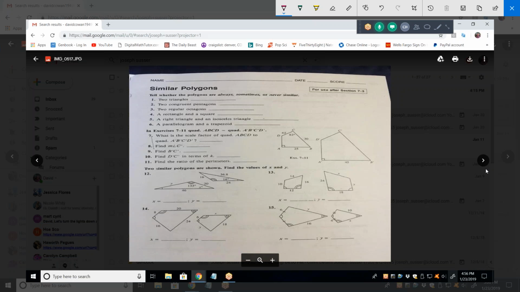25 to 81. Yes. Very good. The areas are the square of the linear ratios. Linear ratios are 5 to 9, and the area ratios are 25 to 81, and the volume ratios would be 5 cubed over 9 cubed. So it depends on whether you're talking linear, area, or volume.